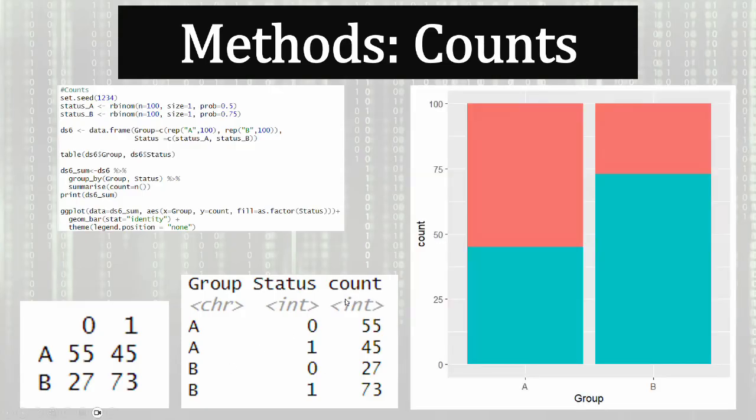We can create a bar plot to see them more clearly. So group A is about 50-50 between 0 and 1. For B, it's mostly 1s and then a little bit of 0s.